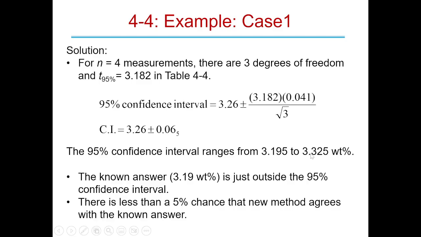What we'll do then to evaluate is we look at the accepted value, 3.19. Does it lie within these values here? Doesn't, does it? No, it's actually below our lowest value. And so what does that tell us?